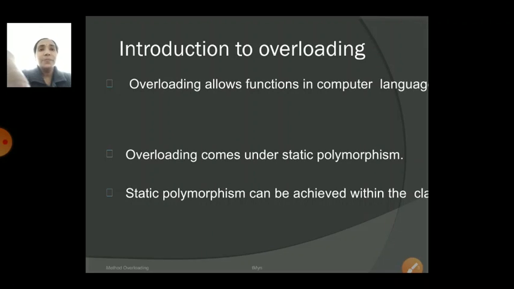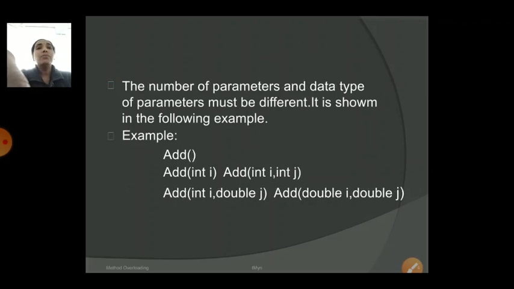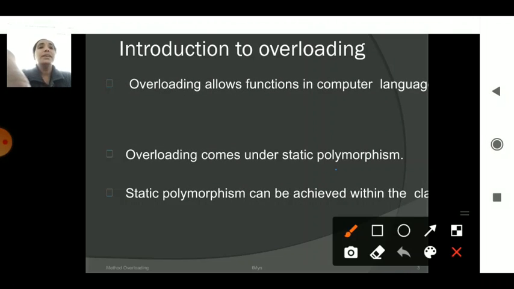Overloading comes under static polymorphism, where you check multiple methods, how they are accessed, how they are managed, what parameters they pass, and what types of data types are involved within the method overloading concept. It is achieved with classes.